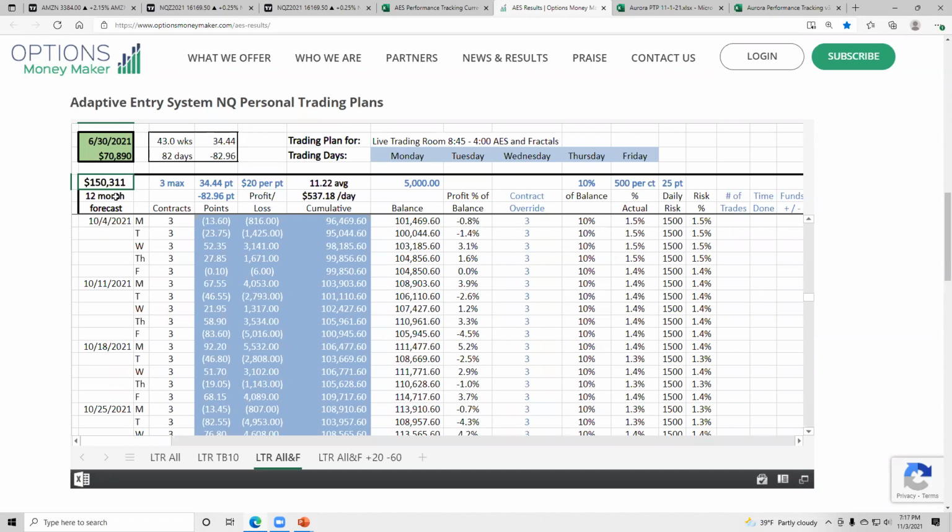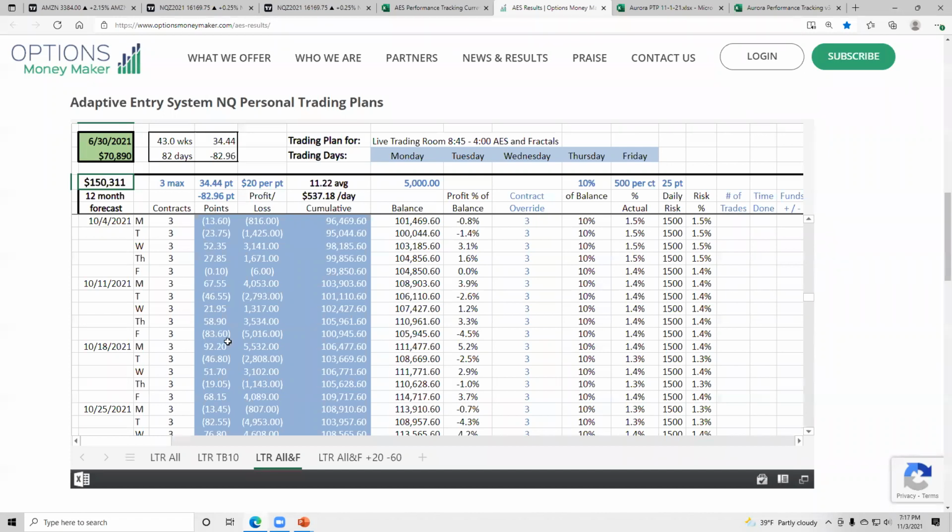One of the biggest challenges, one of the biggest barriers, one of the biggest stumble points between starting with 5,000 and ending with 150,000 is the emotional hurdle every single trading day. If this was your account and you started with $5,000, you're allocating 10% of the balance to the number of contracts, you've got a maximum of 3 contracts, and you're looking for 34 points of profit in a day.